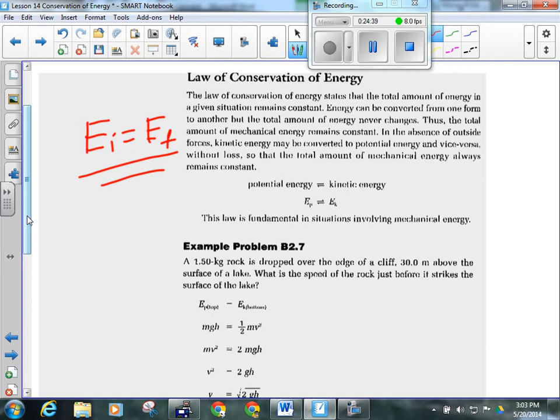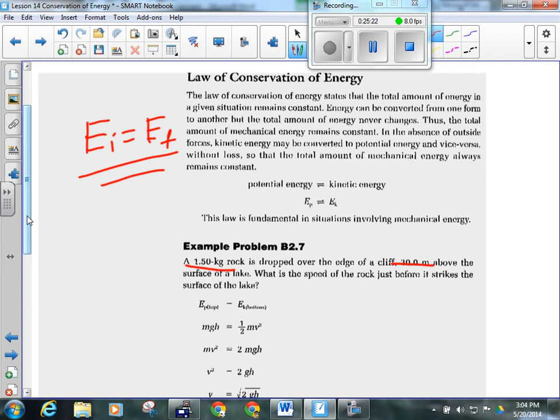If I reach out over the cliff, what kind of energy does the rock have? Potential, because it's 30 meters above the water. Can I calculate how much potential energy it has? I know the rock's mass, I know it's 30 meters above the ground, and I always know g. That would be its initial mechanical energy, because if I'm holding it, does it have any kinetic? No. So it only has potential at the top. However, when it hits the water, what kind of energy does it have? Kinetic. All kinetic.